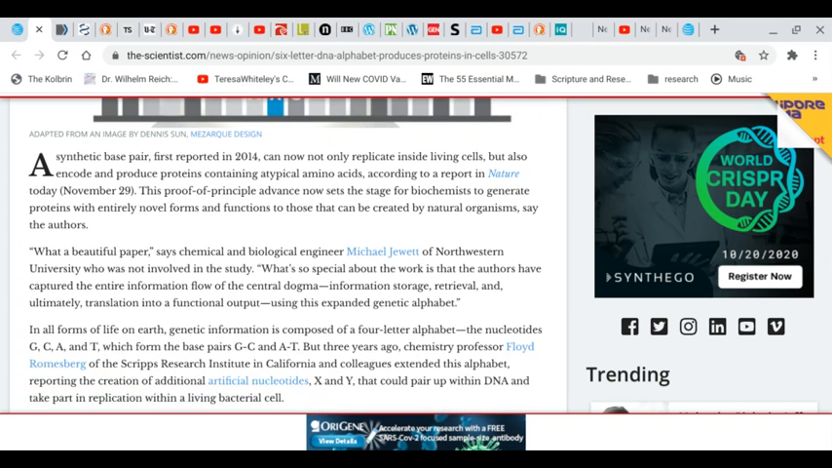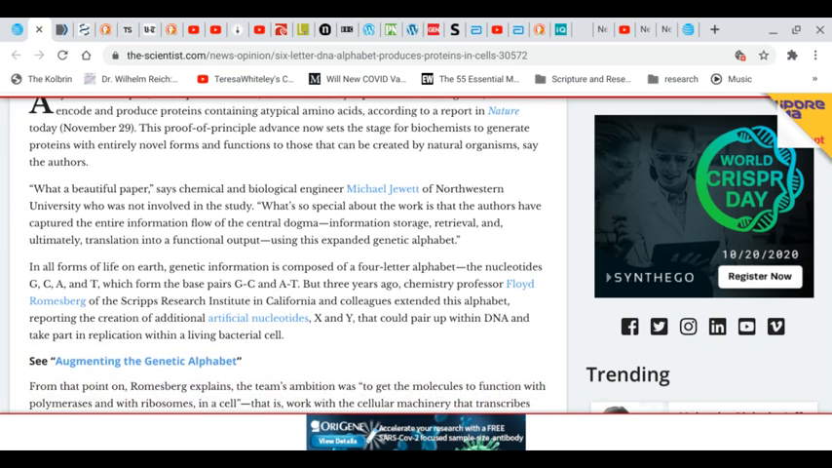What a beautiful paper, says chemical and biological engineer Michael Jewett of Northwestern University, who was not involved in the study. What's so special about the work is that the authors have captured the entire information flow of the central dogma, information storage, retrieval, and ultimately translation into a functional output using this expanded genetic alphabet.